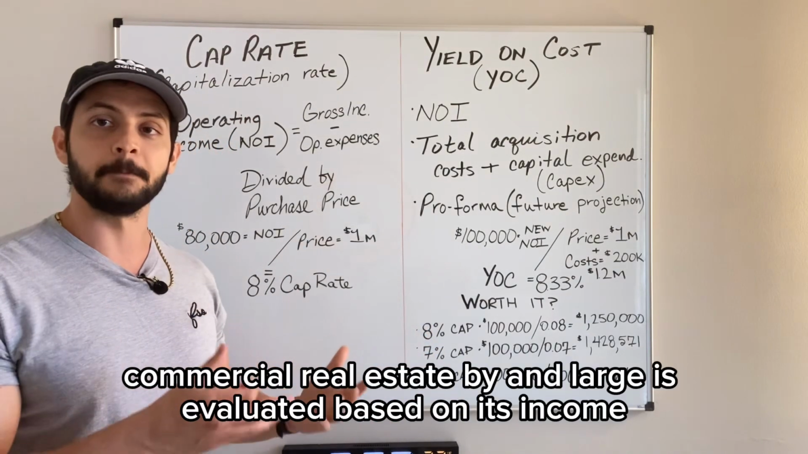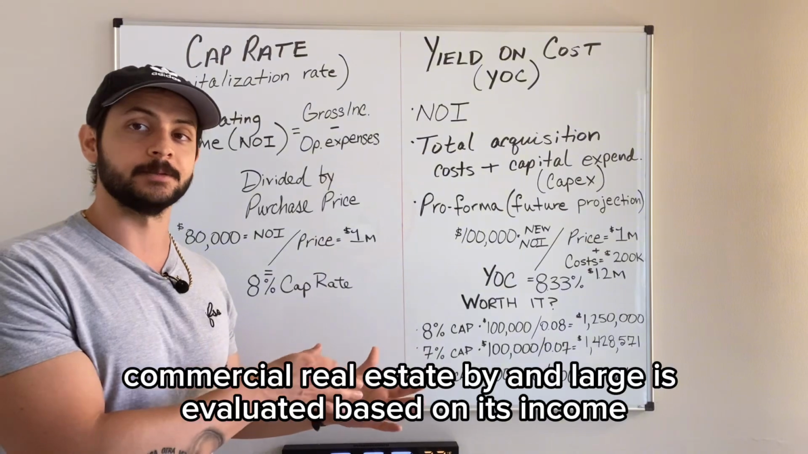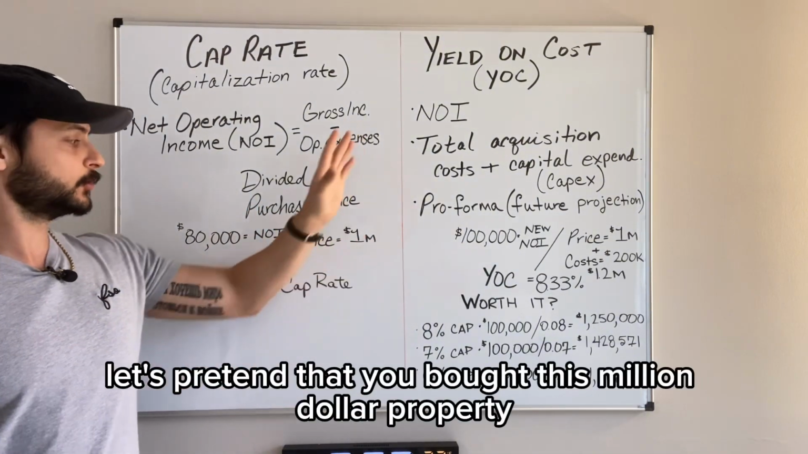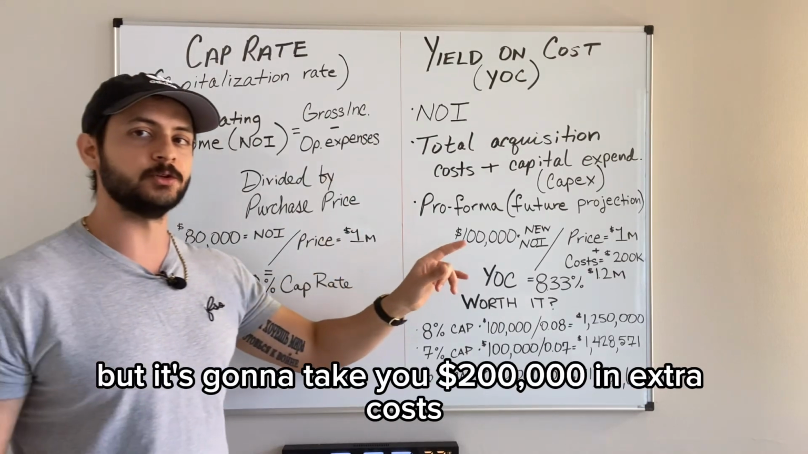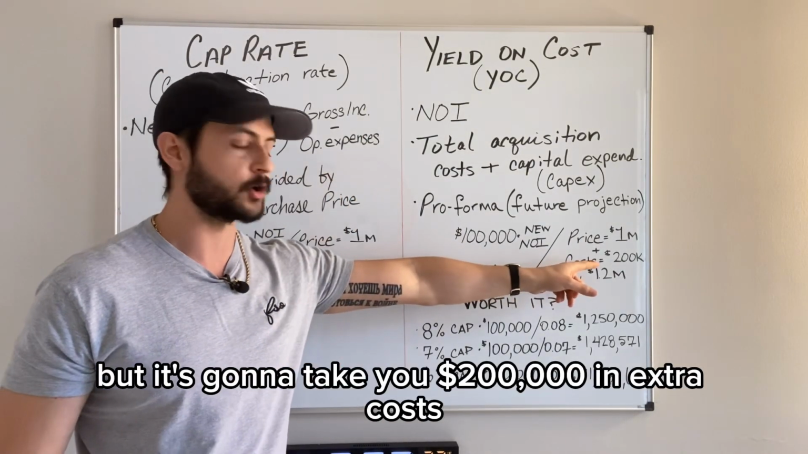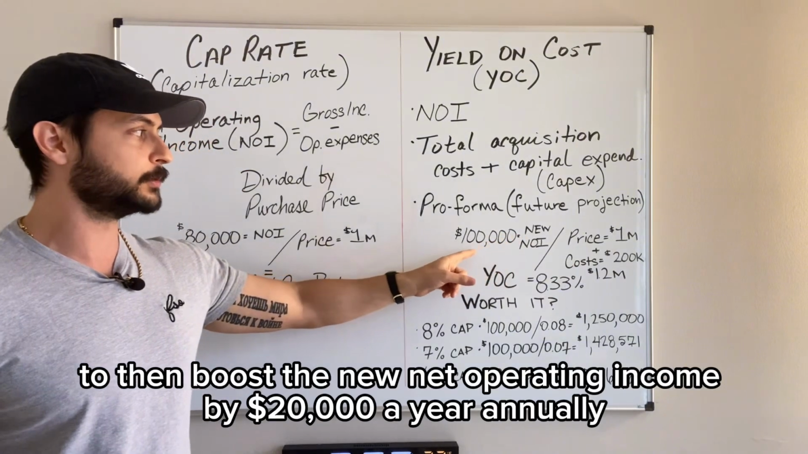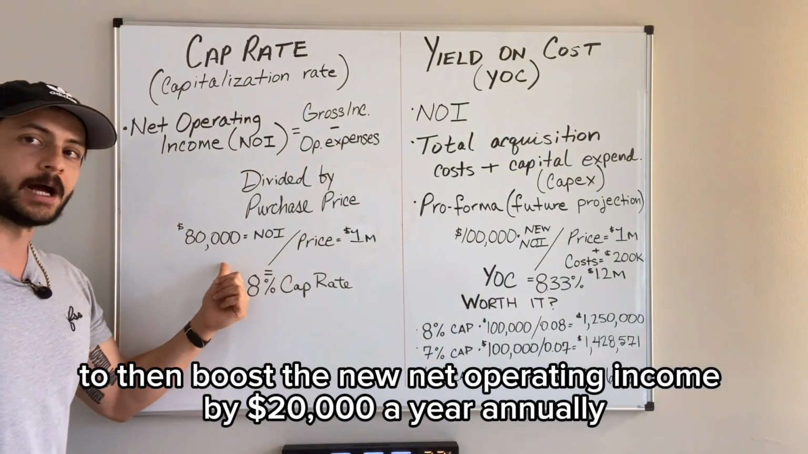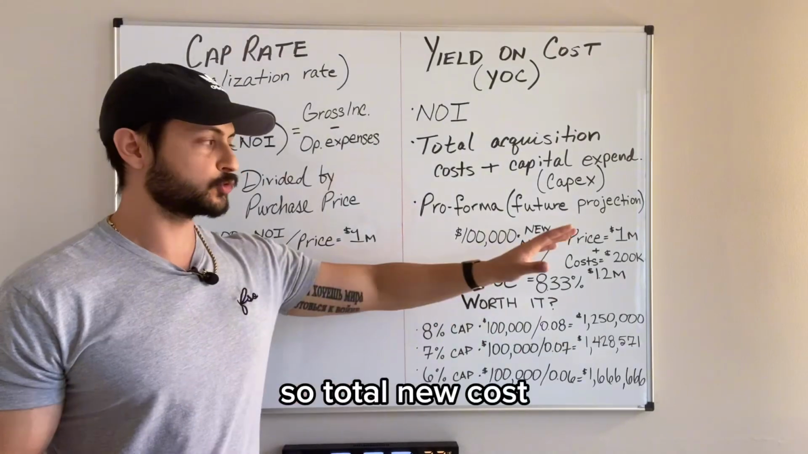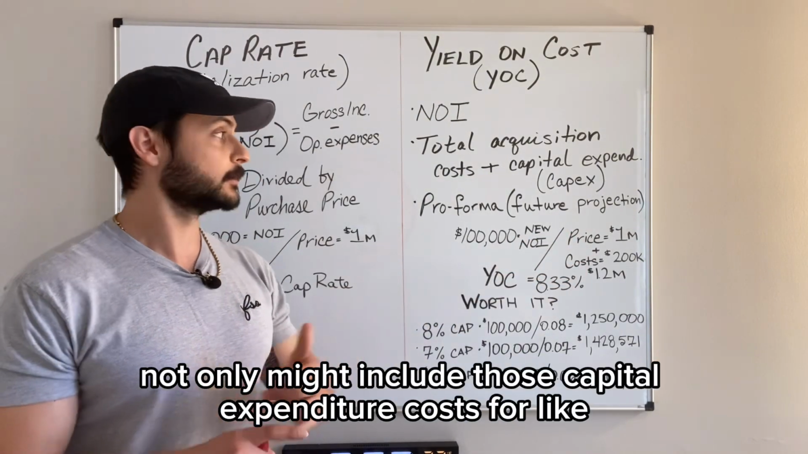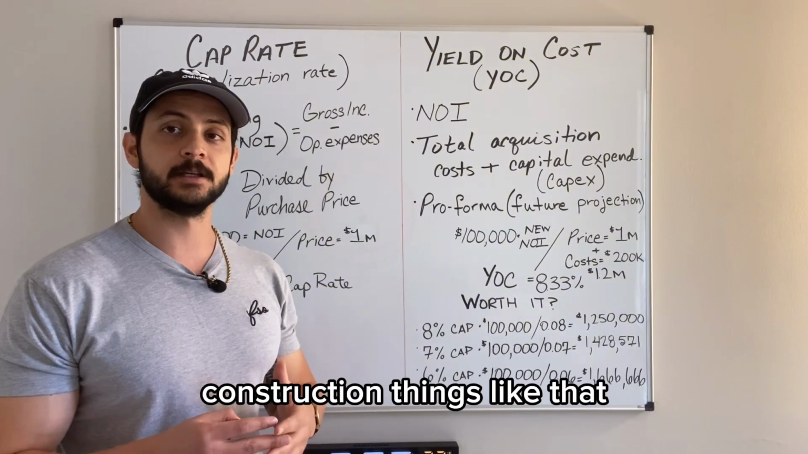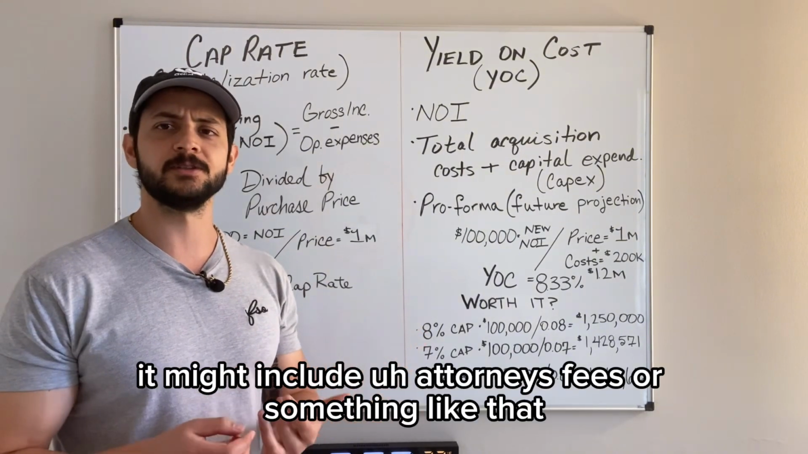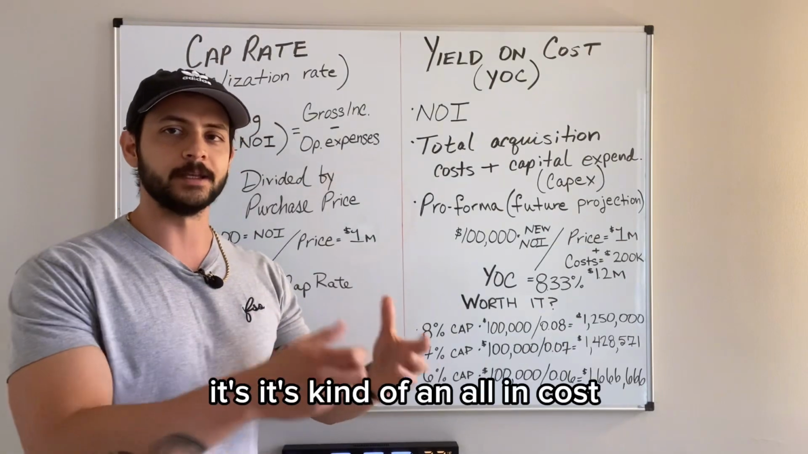Again, commercial real estate by and large is evaluated based on its income. All right, so let's take this property here, but instead let's pretend that you bought this $1 million property, but it's going to take you $200,000 in extra costs to then boost the new net operating income by $20,000 annually. So total new costs not only might include those capital expenditure costs for construction and things like that, it would include closing costs, it might include attorney's fees or something like that. It's kind of an all-in cost.